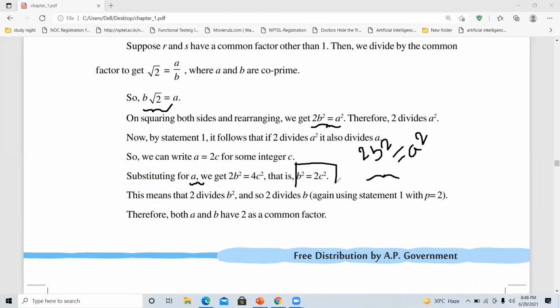This means that 2 divides b square. We can write it as b square by 2 equal to c square, where c square is a constant or the quotient. Since we are getting the quotient, we can definitely say that b square is divisible by 2. Therefore, 2 divides b square, and so from statement 1 we can definitely say that 2 divides b.